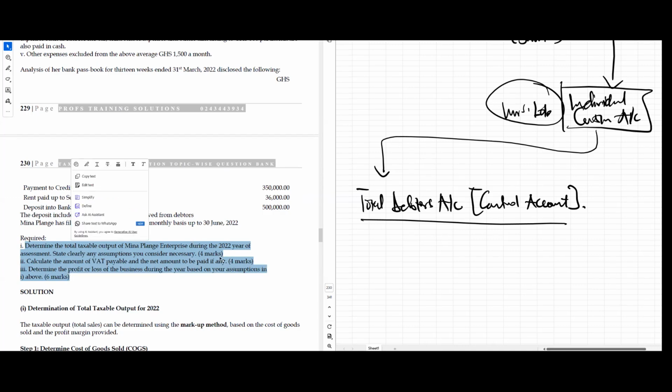So how many marks? 14. Can you see that? And the 6 marks came from the procedure for the indirect method or incomplete records, making 20 marks just from the indirect method.